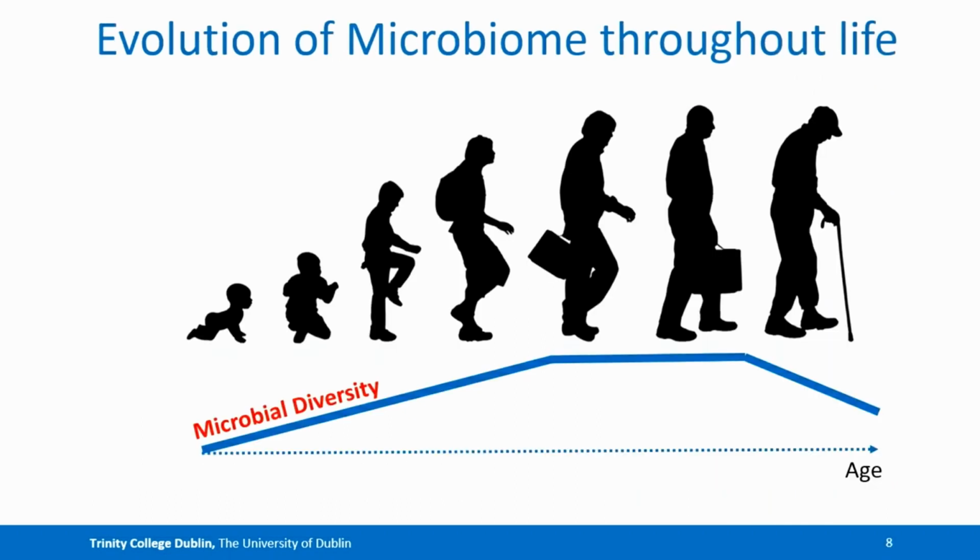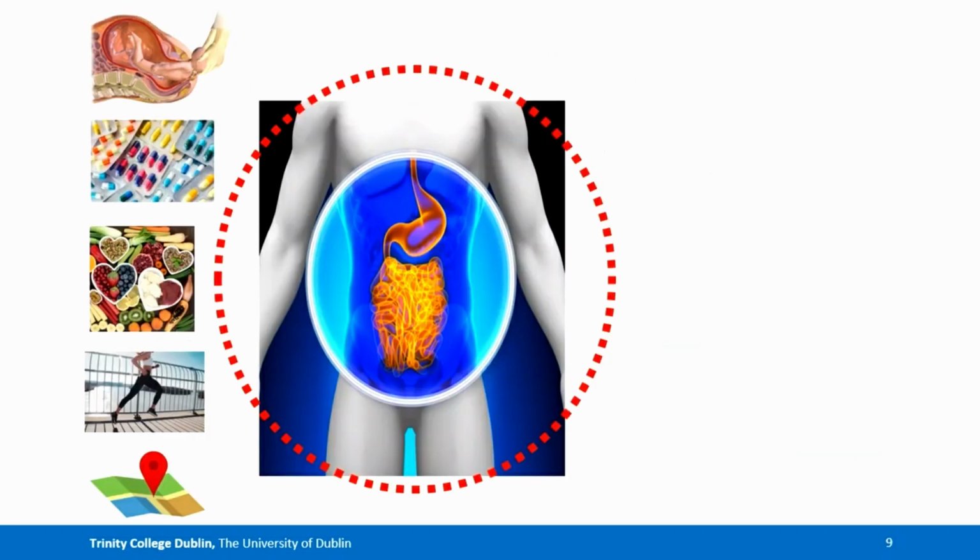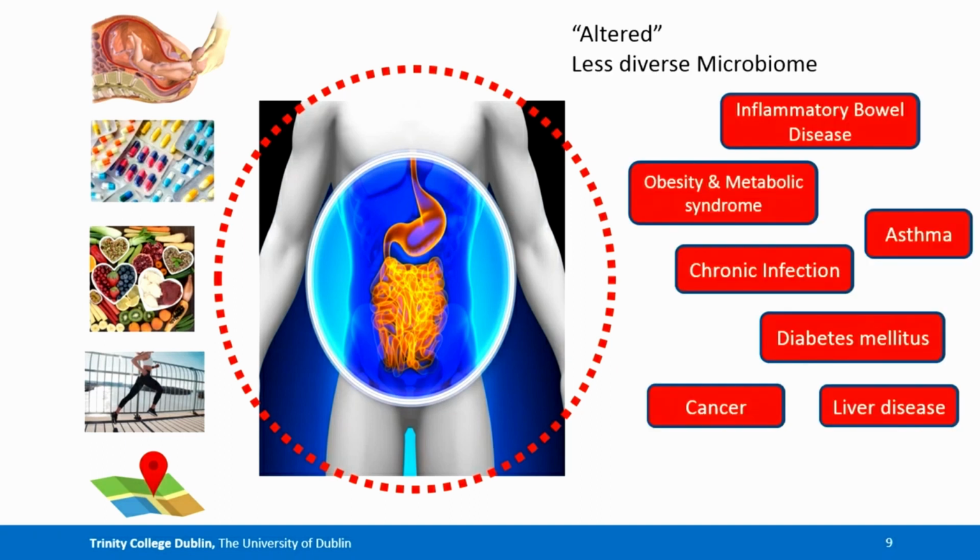The human microbiome evolves throughout life, beginning at birth, and we see that microbial diversity increases over time, eventually reaching a plateau, and then declining with age. This usually is at a time when many health issues arise. We know that the diversity of the human gut microbiome in particular is impacted by many factors: type of birth, use of medicines and antibiotics, lifestyle choices, dietary choices, and even geographical location. These factors can cause a disturbance in the microbiome and contribute to loss of diversity. This less diverse gut microbiome is associated with development of a range of diseases.